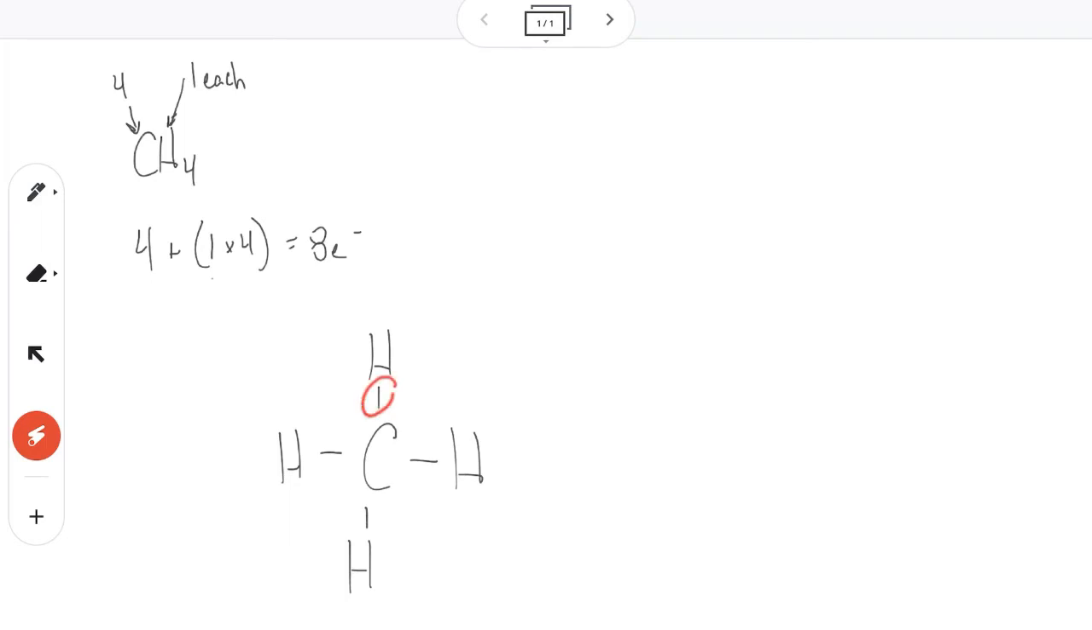And now in this, I have used 2, 4, 6, 8 valence electrons. So I've used 8 valence electrons here. Well, I only had to account for 8 valence electrons, which means I have now used all of my valence electrons. That's great. I need to do a couple of quick checks though, because I need to make sure that all of my atoms have full valence shells.